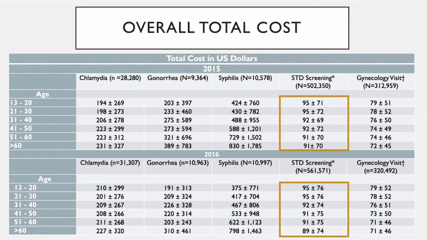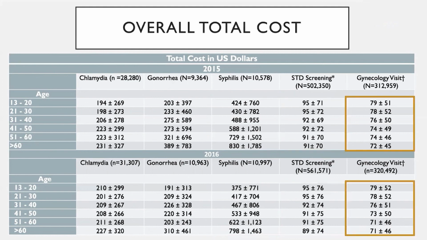Now, the next category is the high-risk STD screening group. We're seeing costs of between $90 to $95 for the insurer. That's actually pretty good, especially compared to syphilis, chlamydia, and gonorrhea. And then those coming in for a low-risk visit are about $80. So it's only $10 to $15 lower for a low-risk visit compared to a high-risk visit.